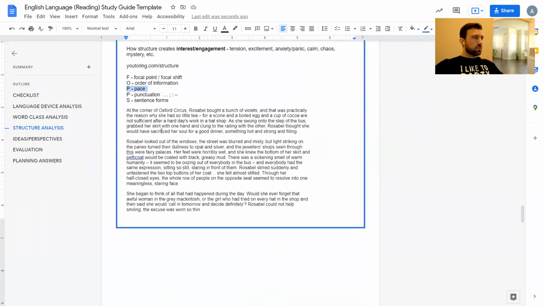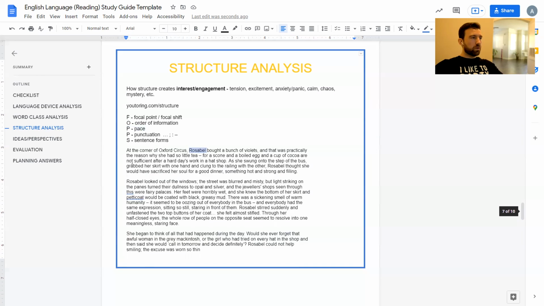Okay, so let's read the piece together. Just to give you a little bit of a backstory of it, it's about a protagonist called Rosabelle. Rosabelle works in a hat shop. It's based in Victorian England, and she has just finished a hard day with some hard clients, some people that came in that were quite demanding. We're not going to read the whole piece. We're just going to read the first 3 paragraphs of it.